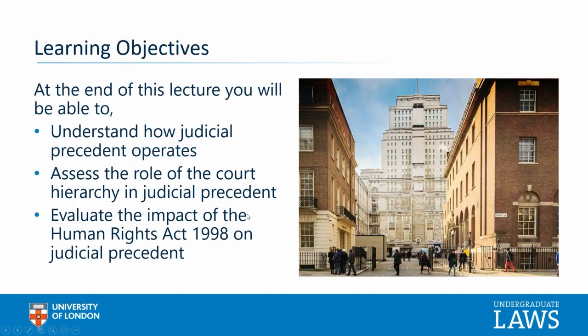So our learning objectives in this lecture: you'll be able to understand how judicial precedent operates, which is our lower level learning objective. You'll be able to explain how judicial precedent operates by the end of this lecture. You'll then be able to make an assessment of the role of the court hierarchy in judicial precedent, so how judicial precedent operates within the context of that court hierarchy.